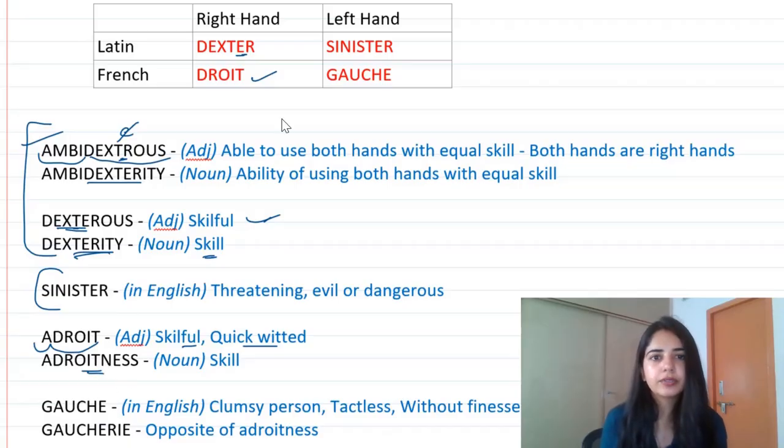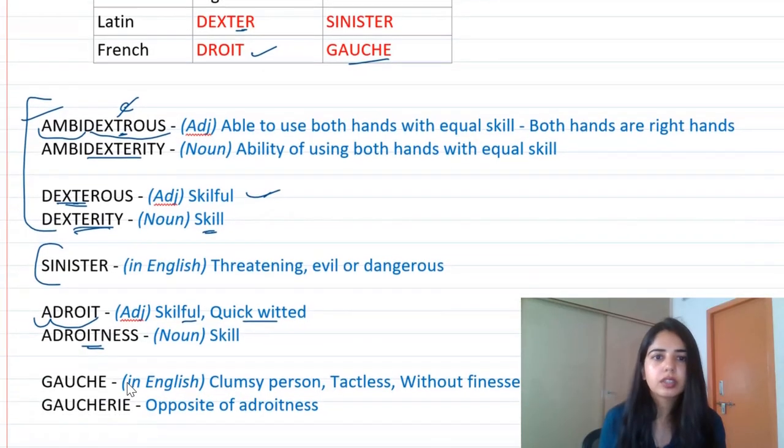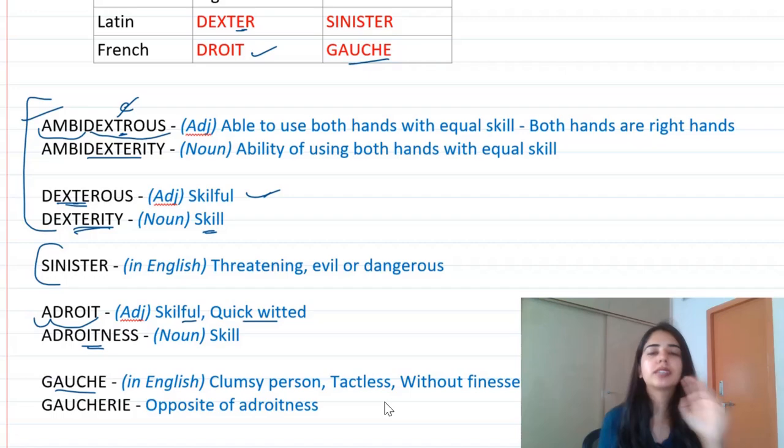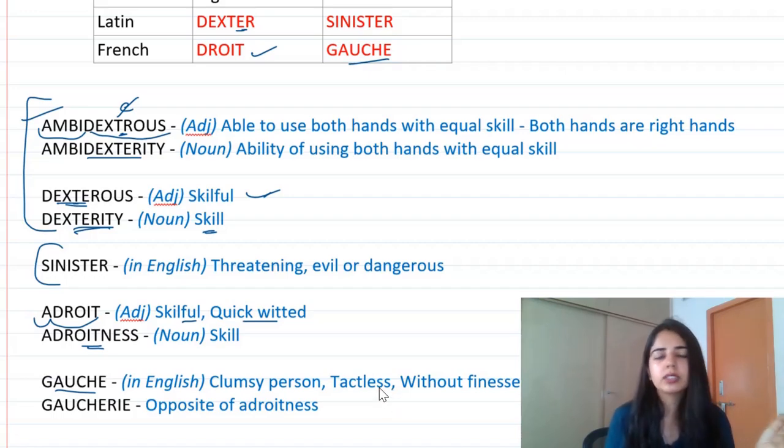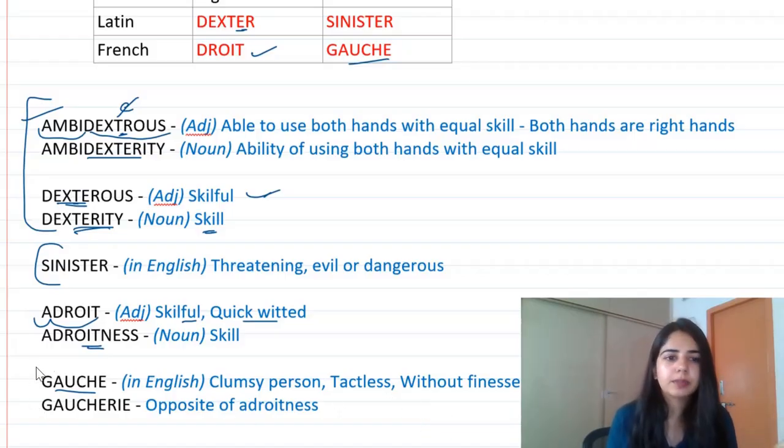And again the left hand, the word for left hand in French is gauche. In English, gauche means a clumsy person, someone without finesse or tactless, who keeps dropping things, who cannot walk straight. Anyone who is clumsy, tactless and very all over the place, we call that person gauche. And the noun of it is gaucherie, which is the opposite of adroitness. So gaucherie is the antonym of adroitness or dexterity, right? And gauche is the antonym of dexterous.